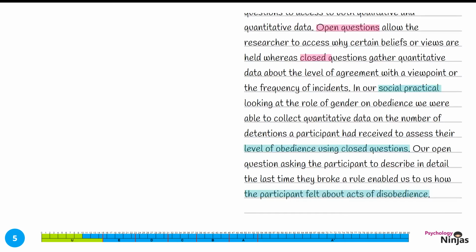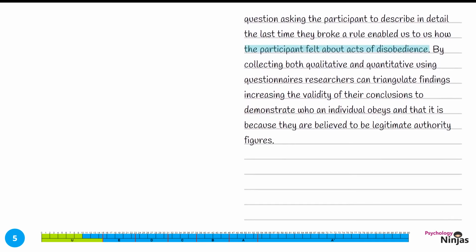And then we're going to return once again to evaluation. By collecting both qualitative and quantitative data using questionnaires, researchers can triangulate findings, increasing the validity of their conclusions to demonstrate who an individual obeys and that it is because they are believed to be legitimate authority figures. Once again, we've used our terminology to show a depth of understanding. When we're talking about triangulation, we're saying the same outcomes, the same conclusions from different types of data. Here we've told us what impact that has, and that increases the accuracy of the conclusions that we're reaching.